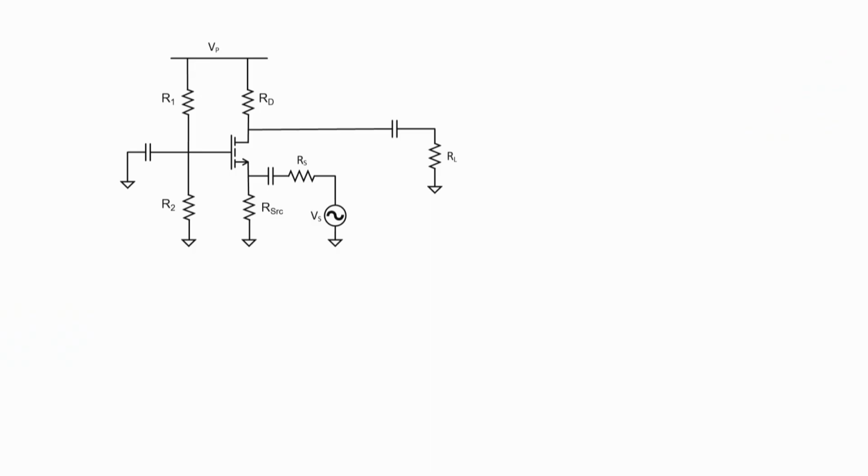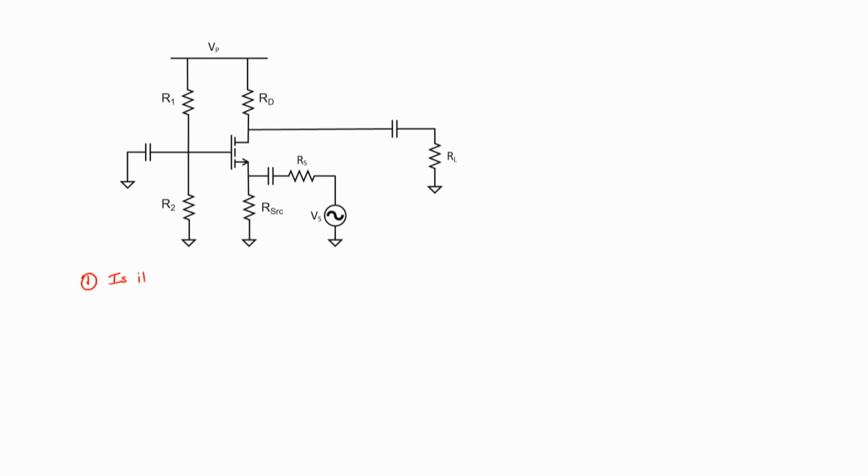This is an example of a common gate amplifier. I can see that the gate is common because it's basically attached to the ground through a large capacitor. Since it's attached to a ground, and another word for ground is common, we call it a common gate amplifier. The signal is fed here into the source, and the load resistor is attached to the drain. Both of these capacitors are large.